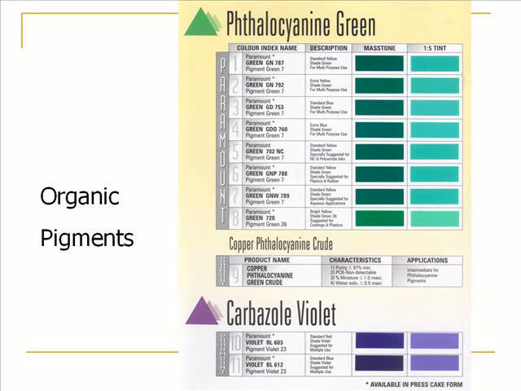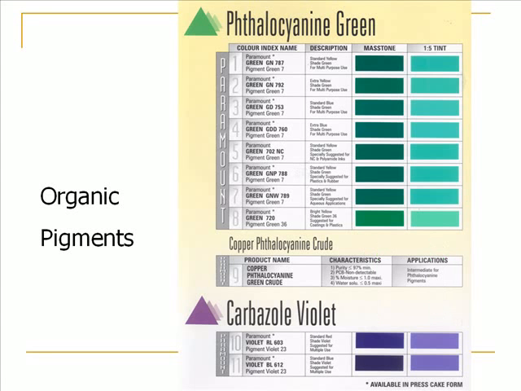You can see these are all phthalo greens, but they're all slightly different. They have different product names. They have slightly different properties. So depending on your application, you would pick one of those versus another one. You can see these are mass tones and these are tint. So some of the differences are in color and some of it are more in other properties.